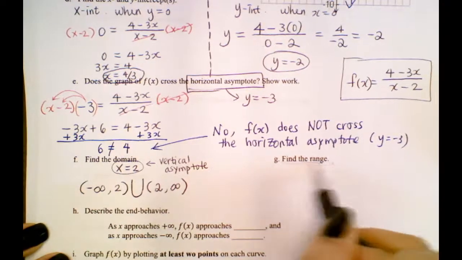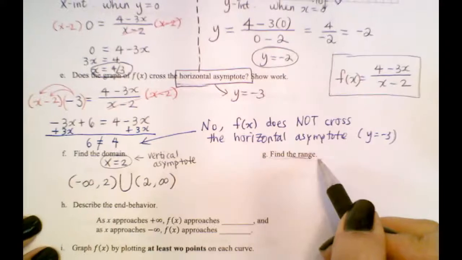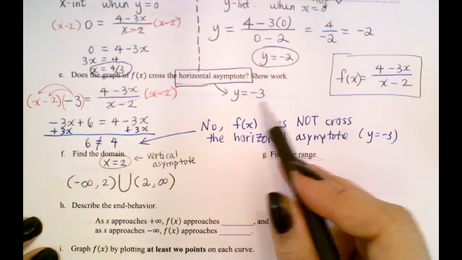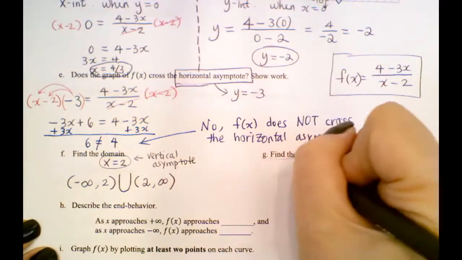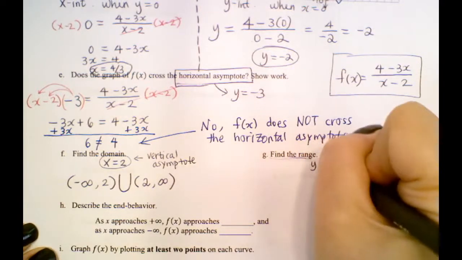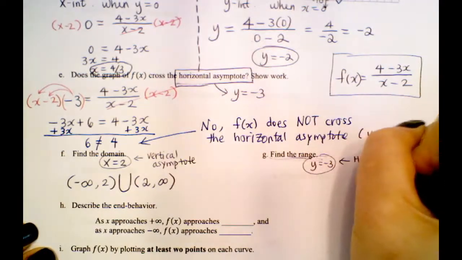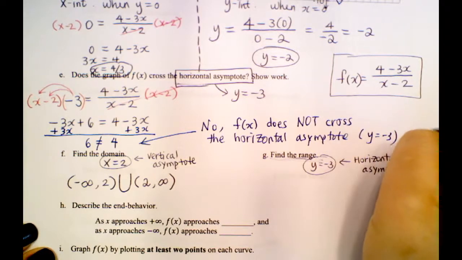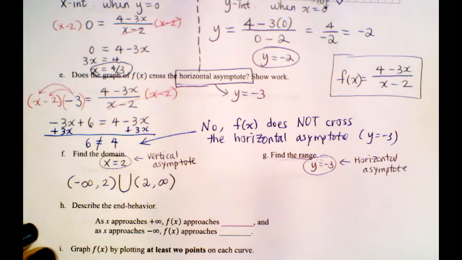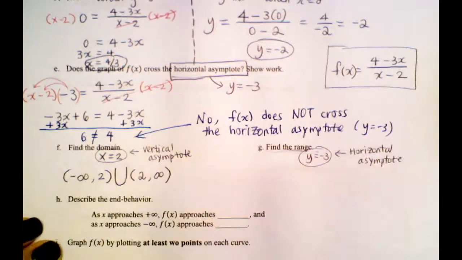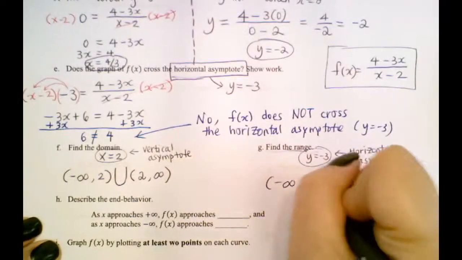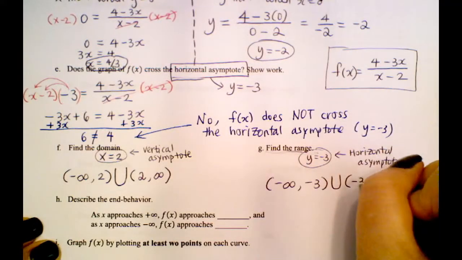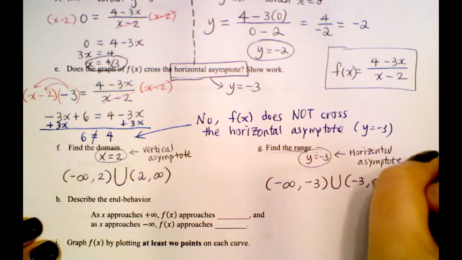Now range. Remember, we just showed in part E that the graph will not cross or even touch y equals negative 3. So use the horizontal asymptote. Y equals negative 3 is the horizontal asymptote that my little graph will not be able to cross. So what's that going to be? Go from negative infinity to negative 3, union, but start back at something that is slightly bigger than negative 3 and go all the way to positive infinity.